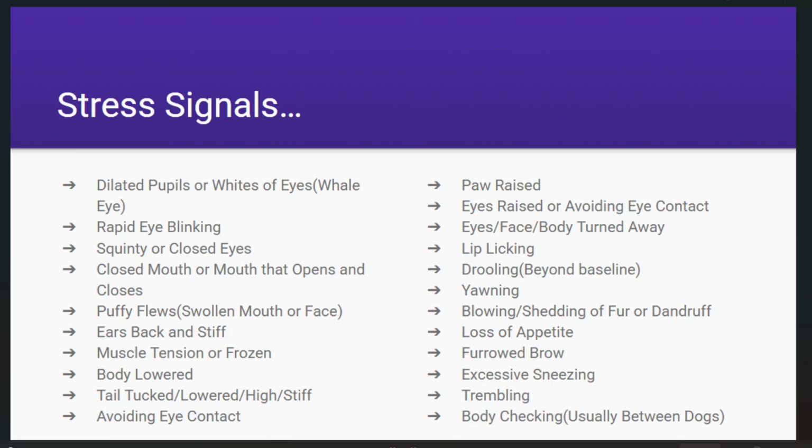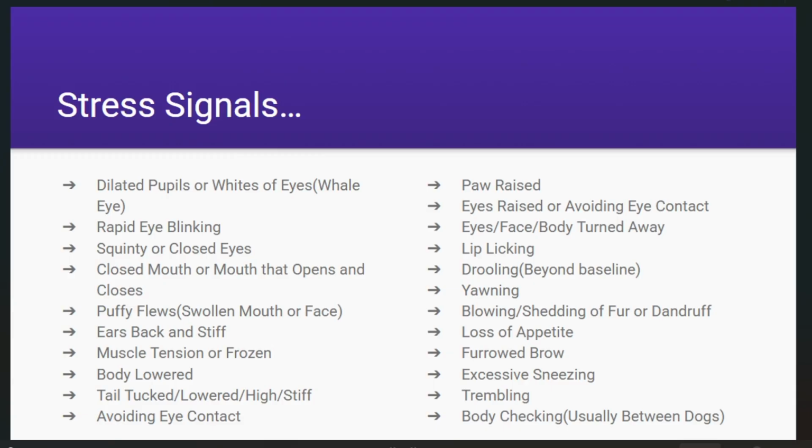Dilated pupils or whites of eyes, which we also call whale eye. Rapid eye blinking, squinty or closed eyes. Closed mouth or mouth that opens and closes. Usually it's pretty subtle. It's not like a yawn. A yawn is something separate.